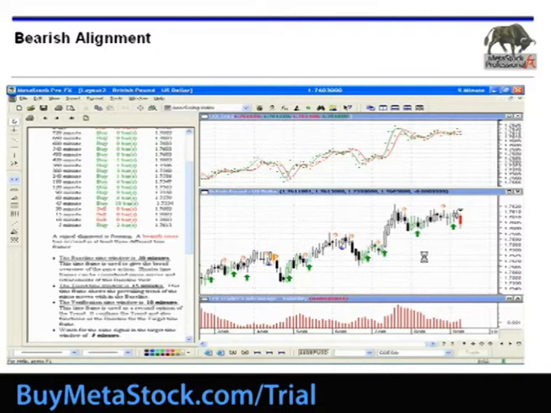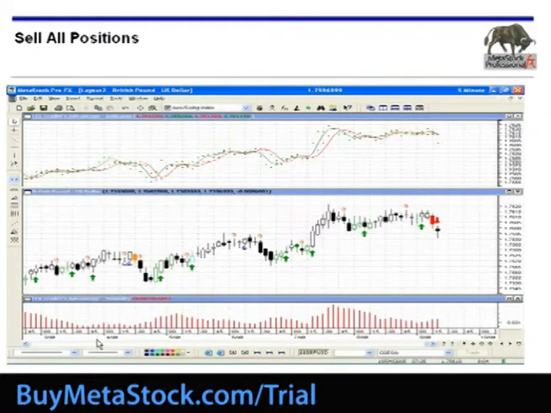We finally receive bearish alignment. You can see the time frames, and they're all short time frames, 30, 15, and 10, all aligned at the same time, telling us to look for a sell signal in the 5-minute time frame. We then see the red sell arrow, and at this time we exit our trades. The other thing we can do at this time is obviously enter a short trade or a sell trade.